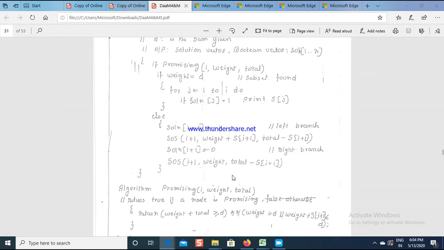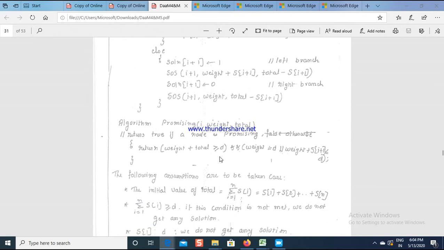Got it? So promising will tell you whether to continue or not to continue. If it is yes, it means continue. When I want to continue, I check whether I got the final solution or not. If I am getting the final solution, then print the result. If I am not getting the final solution, then move towards the left and move towards the right branch. So these two are for the left branch and these two are for the right branch. The only difference between the left and the right branch is this one: current sum is current sum plus the next element. Here, whatever the parent current sum was, the same thing will be carried over.